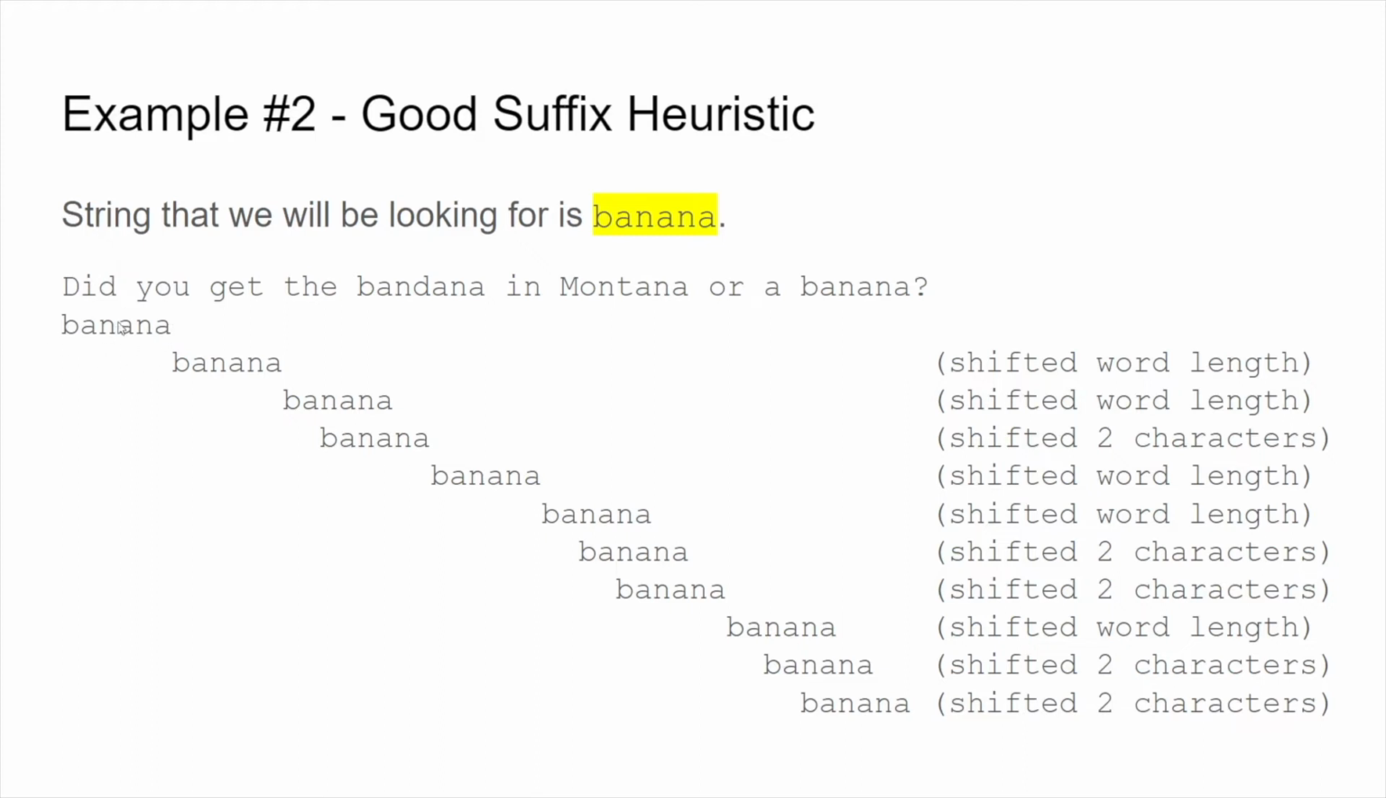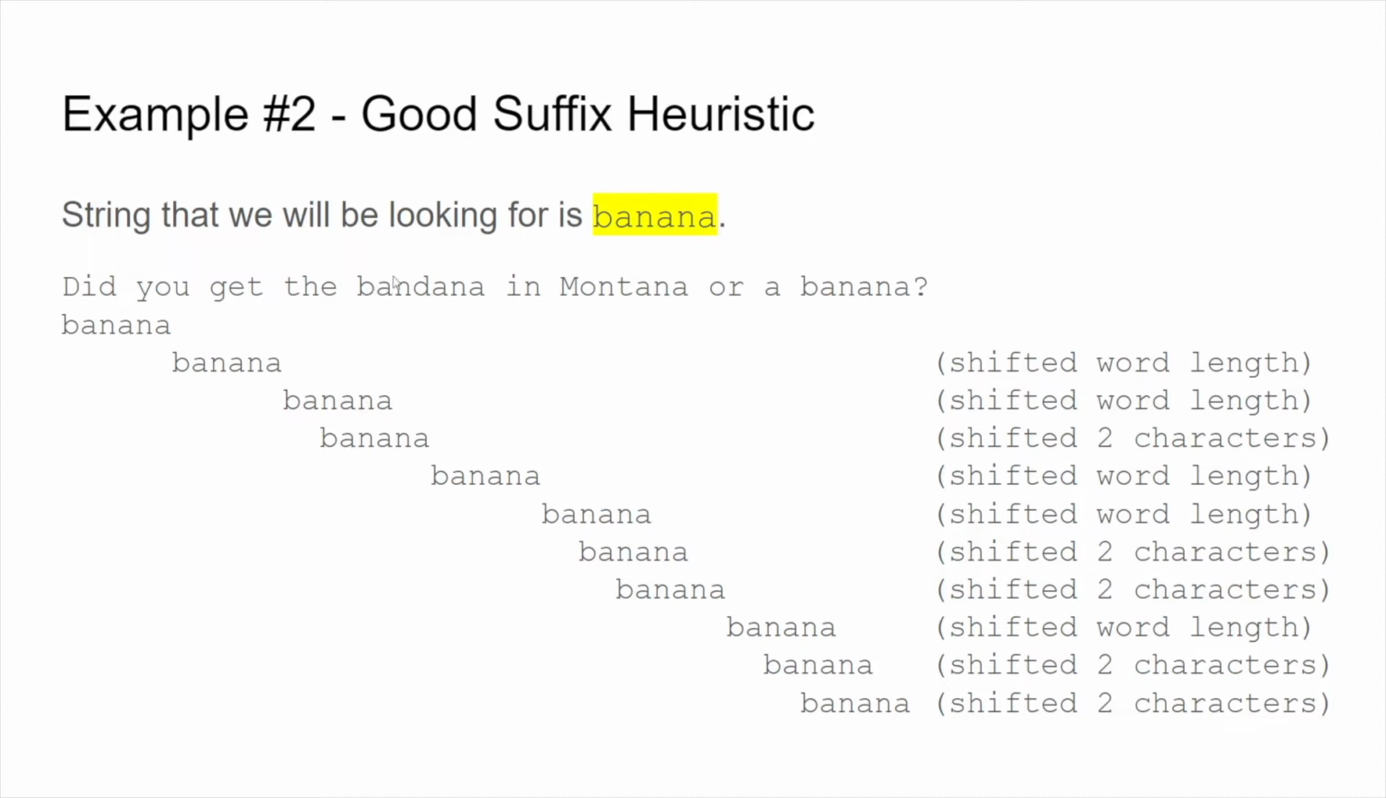However, we do not have an O within the word that we're looking for, so we have to shift the whole word's length. When shifting the whole word's length, A and the space character line up, and there's no space within banana, so we shift another whole word's length.